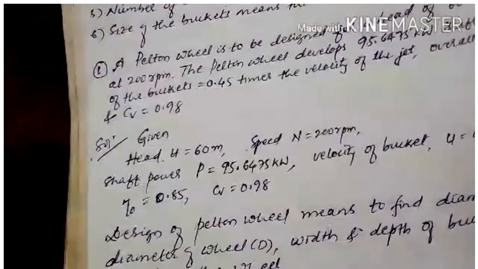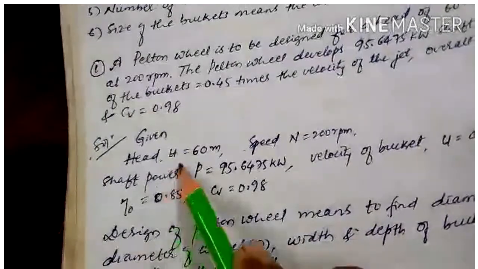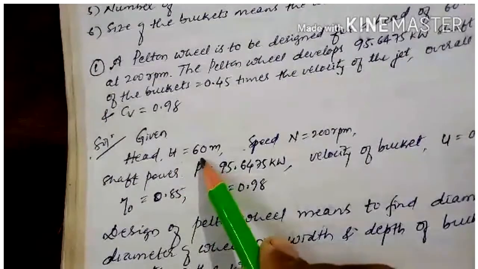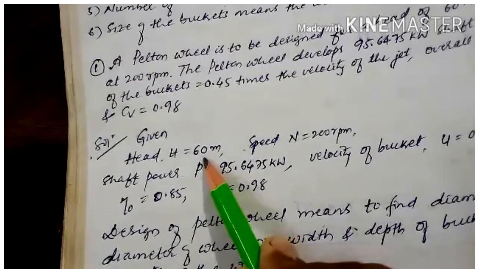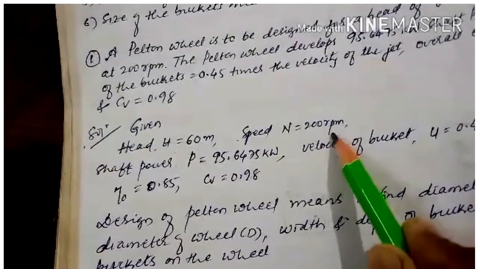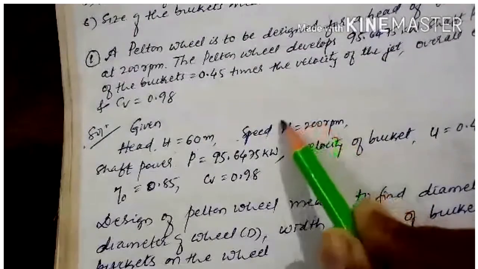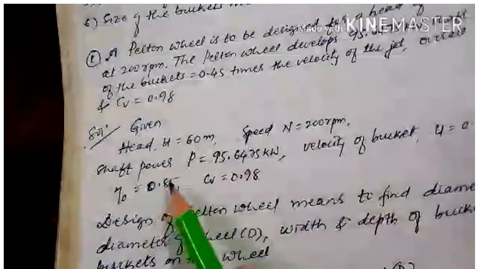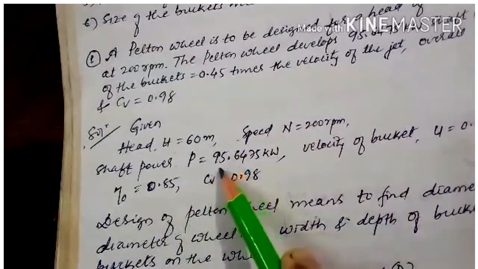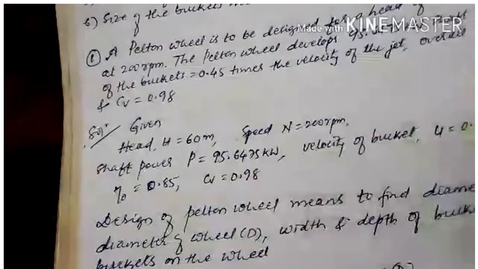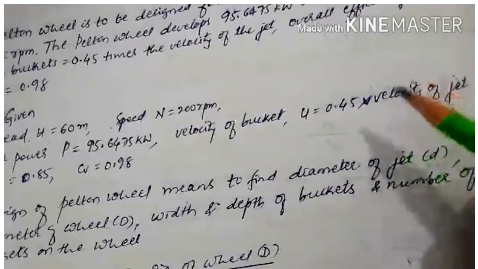So the data given here are the head available to supply water into the turbine, that is 60 meter, and the speed of the wheel or rotor as 200 rpm. So we have to maintain this much of a power, this much of a speed. Then the shaft power to be generated as 95.6475 kilowatt. Then the velocity of the bucket to be taken 0.45 times the velocity of the jet.